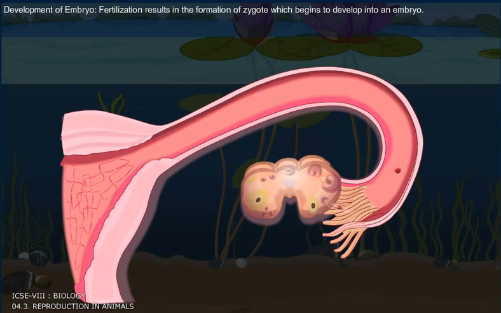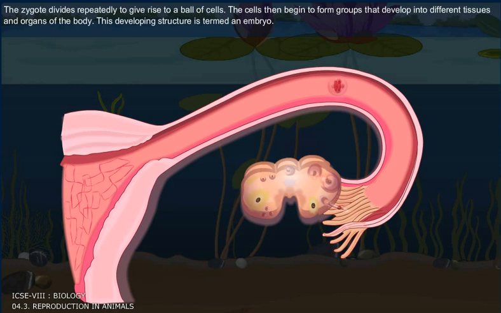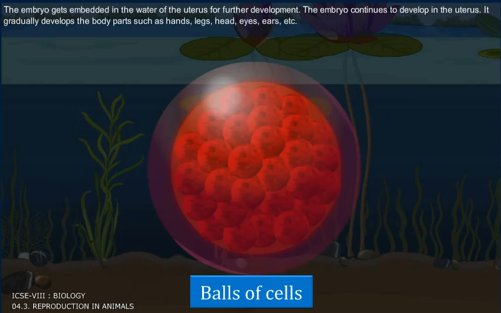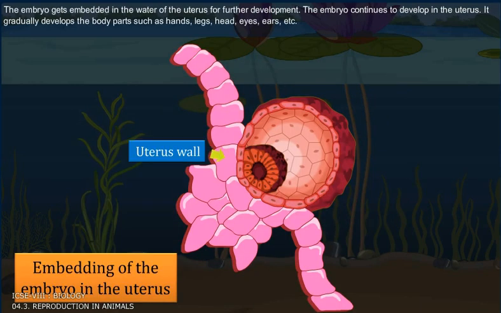Fertilization results in the formation of zygote, which begins to develop into an embryo. The zygote divides repeatedly to give rise to a ball of cells. The cells then begin to form groups that develop into different tissues and organs of the body. This developing structure is termed as an embryo. The embryo gets embedded in the wall of the uterus for further development.